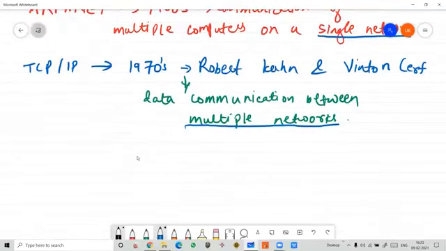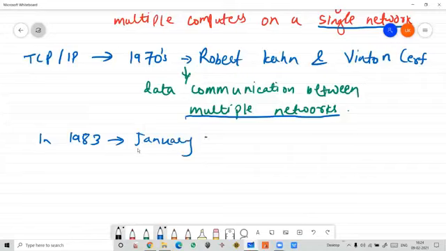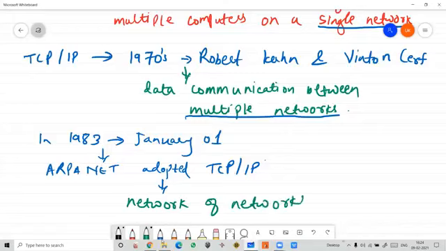Then what happened? On January 1, 1983, ARPANET adopted TCP/IP. And then what happened, students? It made the network of networks. The network of networks has emerged.